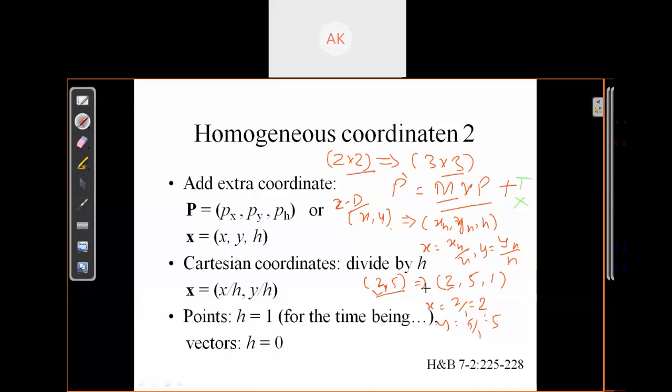Or you can even write this point in homogeneous coordinates as 4, 10, 2. Again, when you apply the division, you get 2, 5: 4 by 2 is 2, and 10 by 2 is 5. You can even write 8, 20, 4, and again you will get this point 2, 5. So h is the divisor of xh and yh. Okay, so these are your homogeneous points.